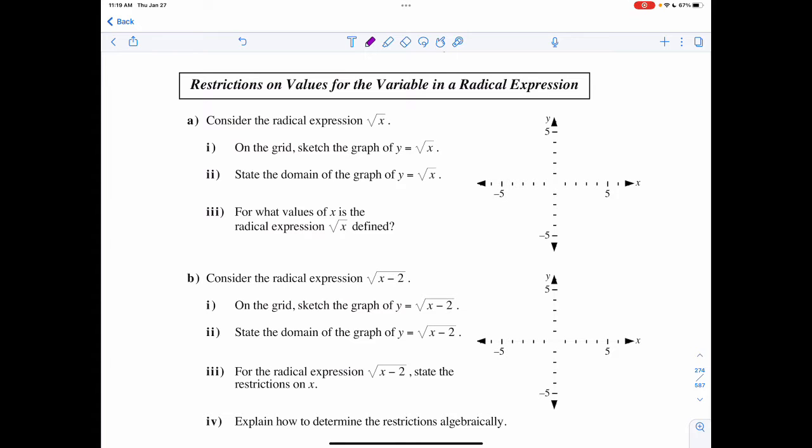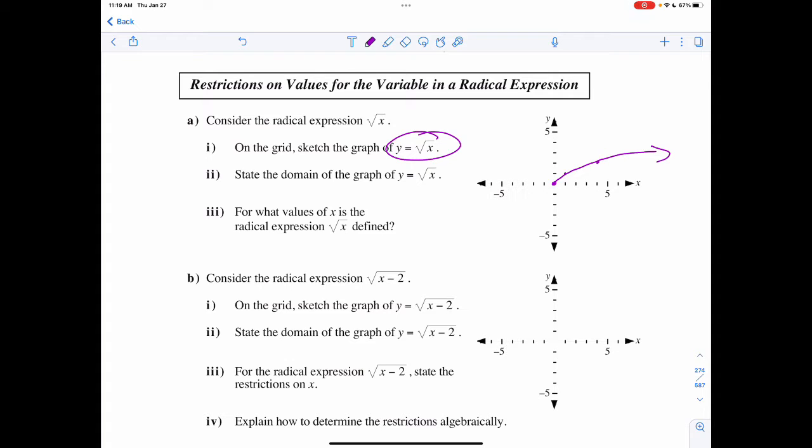So, to begin with, we're going to take a look at what these look like. We're going to start by graphing y is equal to the square root of x on our grid. We can plug that into our calculator and pull up the table of values to find points. We know that the square root of 0 is 0, the square root of 1 is 1, the square root of 4 is 2, and so on and so forth. And you're going to wind up getting something that looks like this.